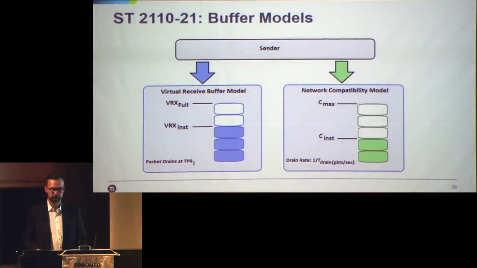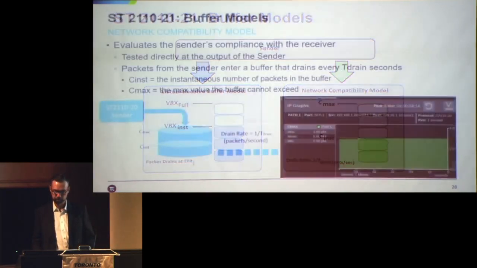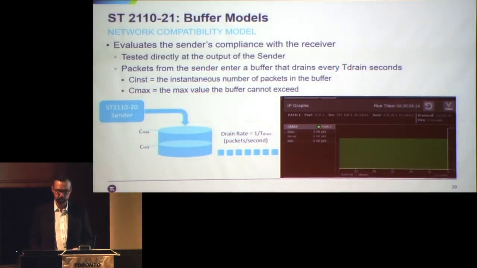SMPTE 2110 senders have to obey a couple of things. One is a network compatibility model, and the other one is what it thinks is going to be the receiver that's dealing with the stuff. Once again, the leaky bucket model says that as a sender, I have to define and communicate that I have a maximum number of so many packets in my buffer model, and I'm trying to keep below that at any instantaneous moment. Not underflows, not overflows. So that's CMAX and C instantaneous.